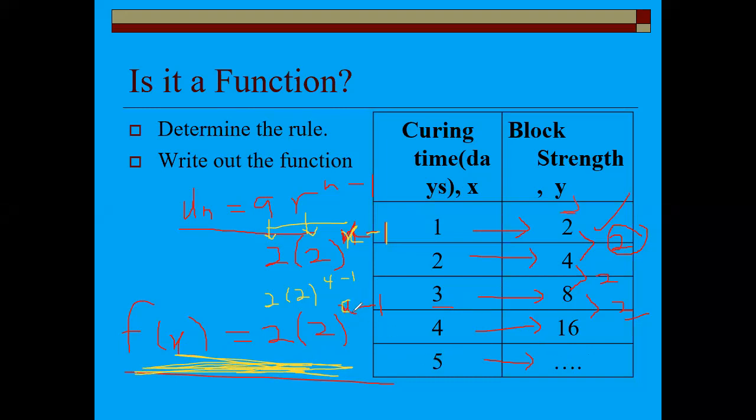So 5 minus 1 will be 4. 2 raised to the power 4 will give us what? 16. 16 times 2 will give us what? 32. Okay, so mathematically you can determine the tensile strength even of your block before getting to the lab. Okay, that is the essence of this function.